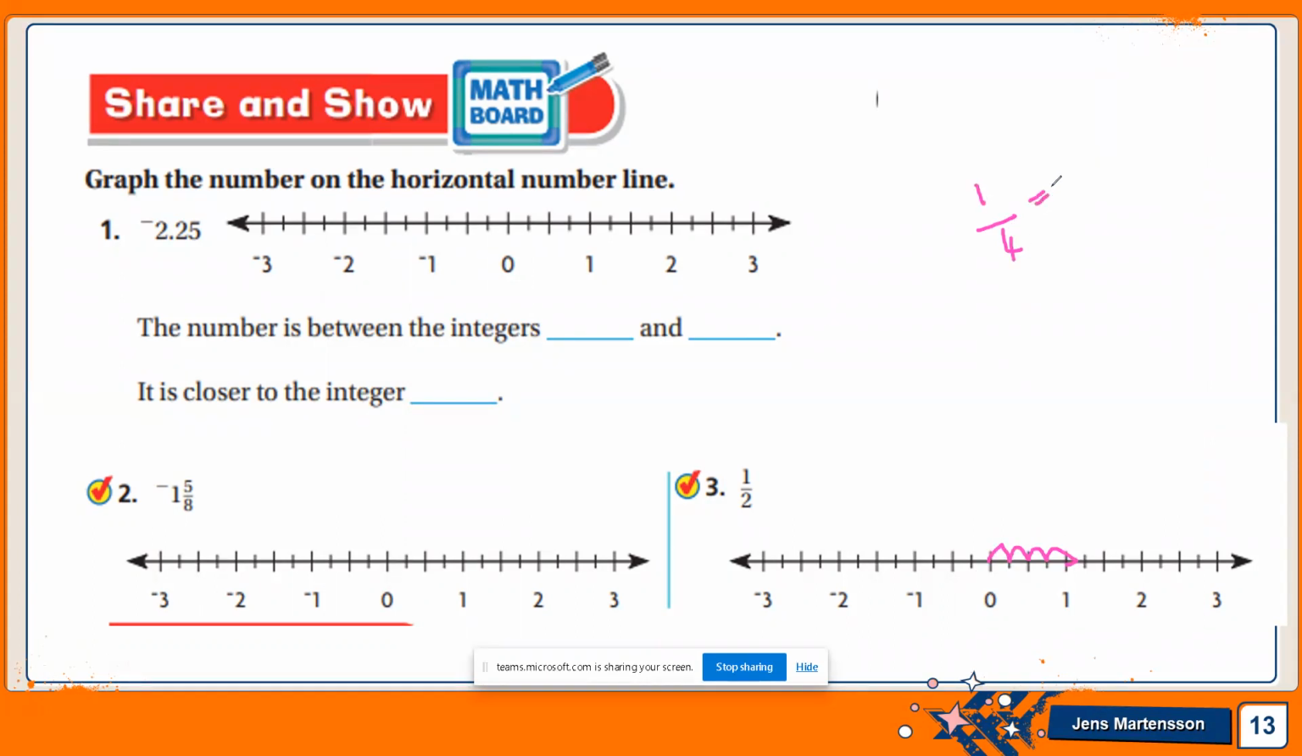So I'm jumping now with 1 over 4. Each jump has a value of 1 over 4. So now I have here 1 over 4, the first jump. The second jump, I have 2 over 4. The third one, I have 3 over 4. And the last one, 1. You can add 1 over 4, or you can jump by 1 over 4, counting by 1 over 4. This is the first step.